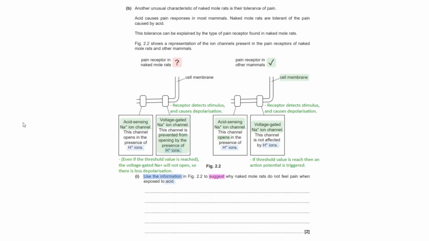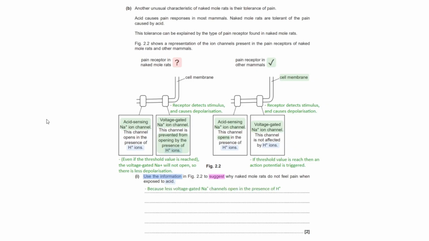Now this means that even if the threshold value is reached, the voltage-gated sodium ion channel will not open. So this means there's going to be less depolarization, which is going to prevent us from reaching the threshold value, so an action potential will not be triggered. And if there is no action potential, then there is no electrical impulse, and without an electrical impulse, there will be no information sent to the central nervous system to inform the naked mole rats of pain. So we have now identified our mechanism by which the naked mole rat is not feeling pain.